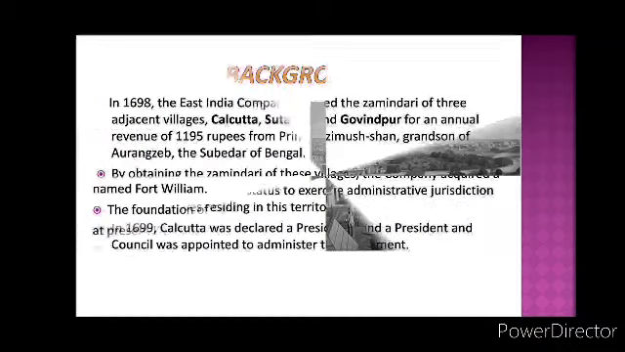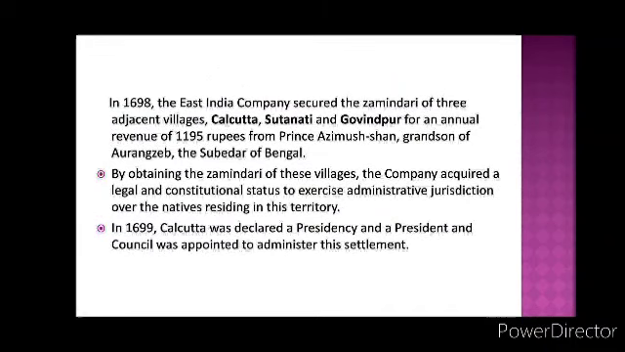Now in 1698 the company succeeded in securing the zamindari rights of 3 villages. These 3 villages were Calcutta, Sultanati and Govindpur for an annual revenue of 1195 rupees from Prince Azimush Shan, who was the grandson of Aurangzeb and also the Subedar of Bengal.